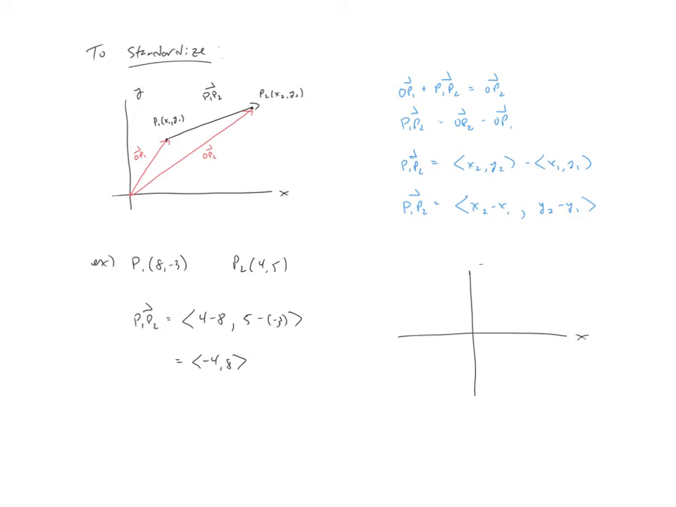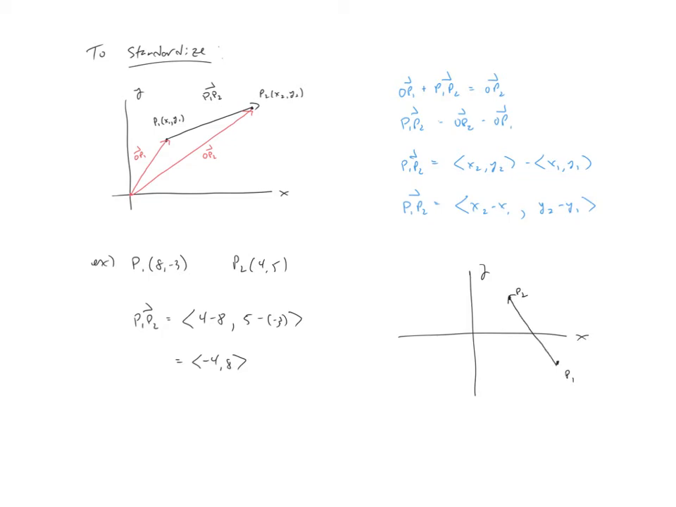If I come over here to my xy plane, and I plot some points, let's say I plot 8, negative 3, so that's going to be over a positive 8, down negative 3, something like that. And then 4, 5, that's going to be over 4, up 5, so maybe something like this. So that's going to be our point 1, this would be our point 2, and so vector P1, P2 would look something like this. Okay?